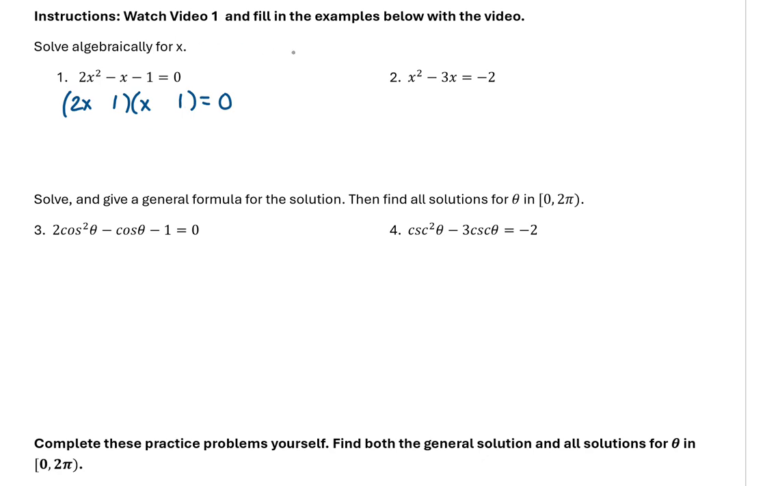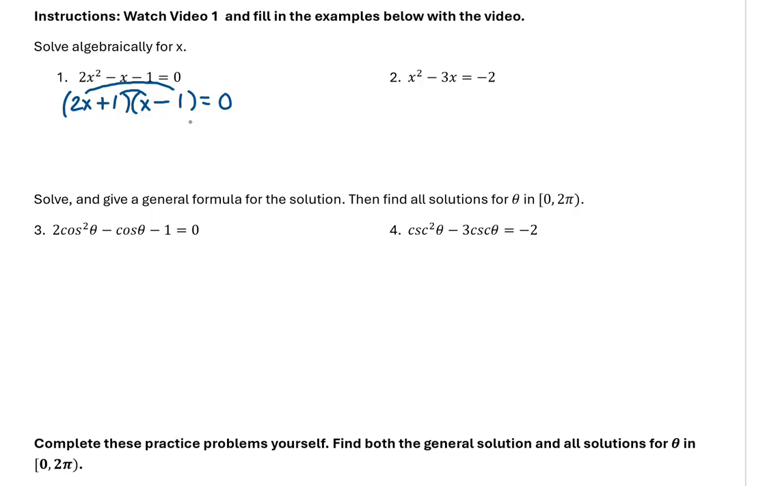I like to hold off on the signs and check if I can see what they should be. I do that by looking at the outer term, that's 2x times 1, and the inner term, that's 1 times x, and I want to add those together to make negative x. So I can see I need the 2x term to be negative and the 1x term to be positive. That's how I decide on those signs, by looking at the outers and the inners.